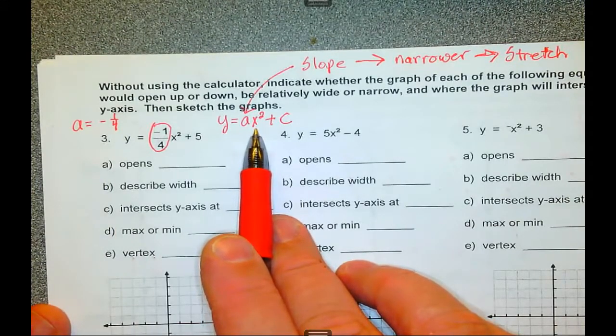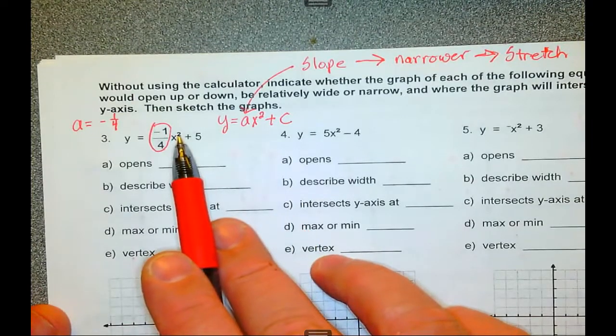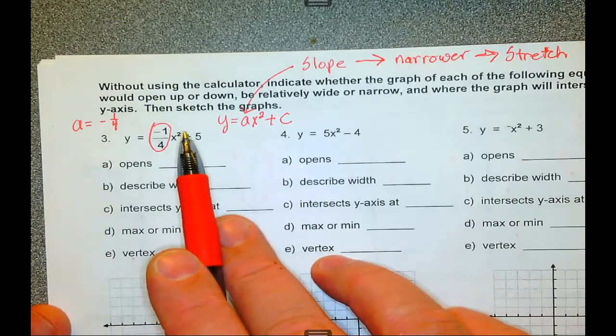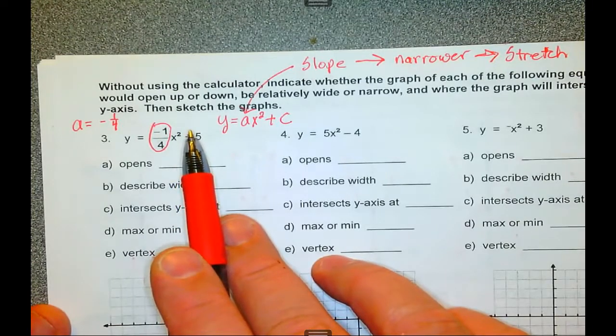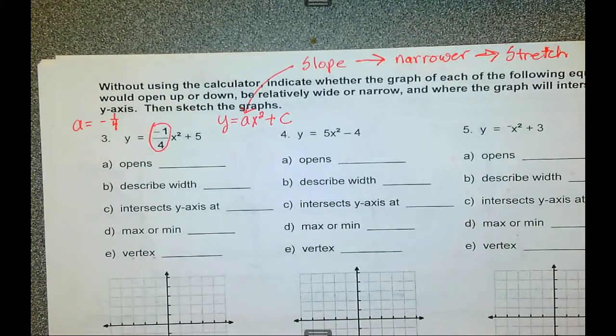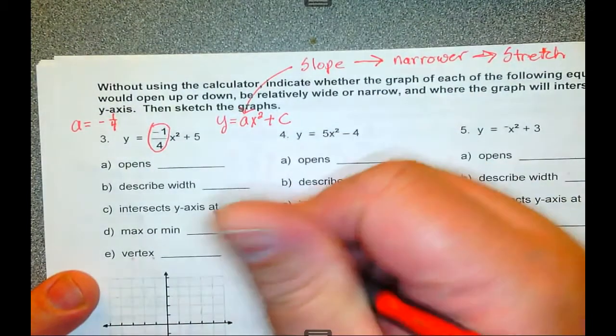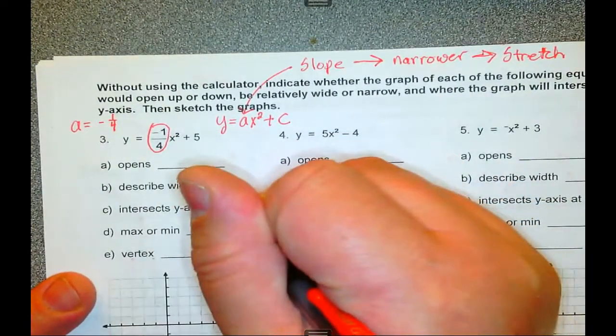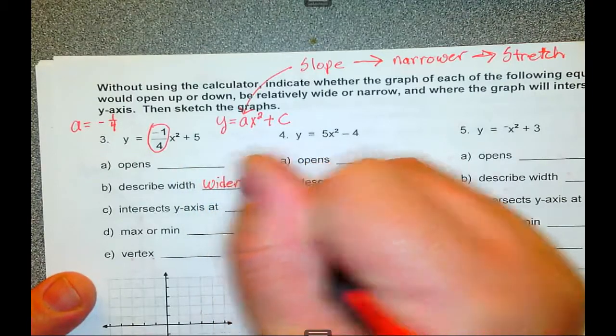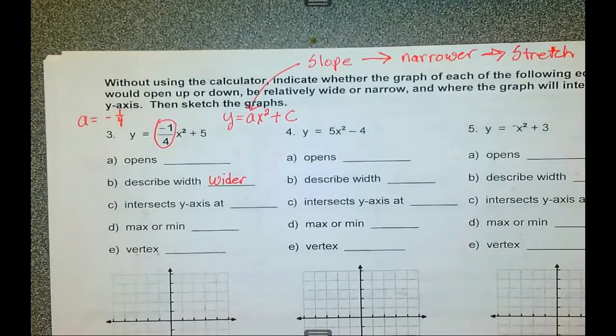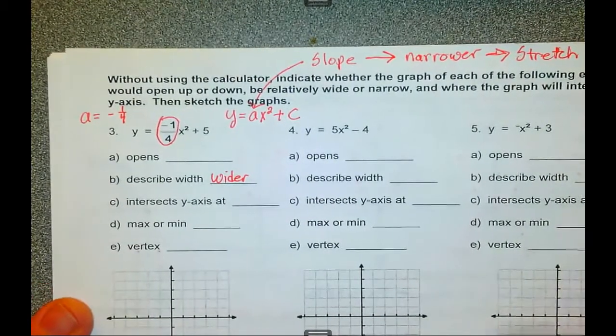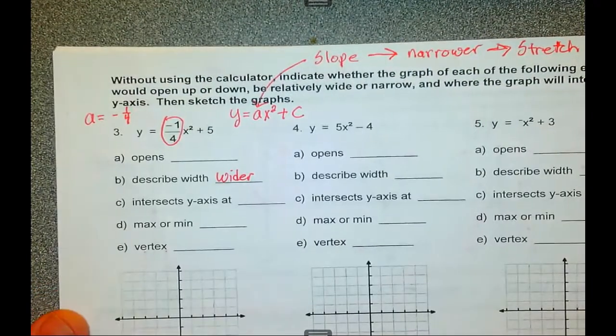So what do you think is going to happen to that parabola? Wake up, Brett. Remember, as it gets bigger, it gets narrower. If we start at 1 and it gets smaller, it's going to get wider. That's right. So describe the width. It's going to get wider. And if we want to use mathematical terms, you could say it compresses, but I don't think we use those very much.